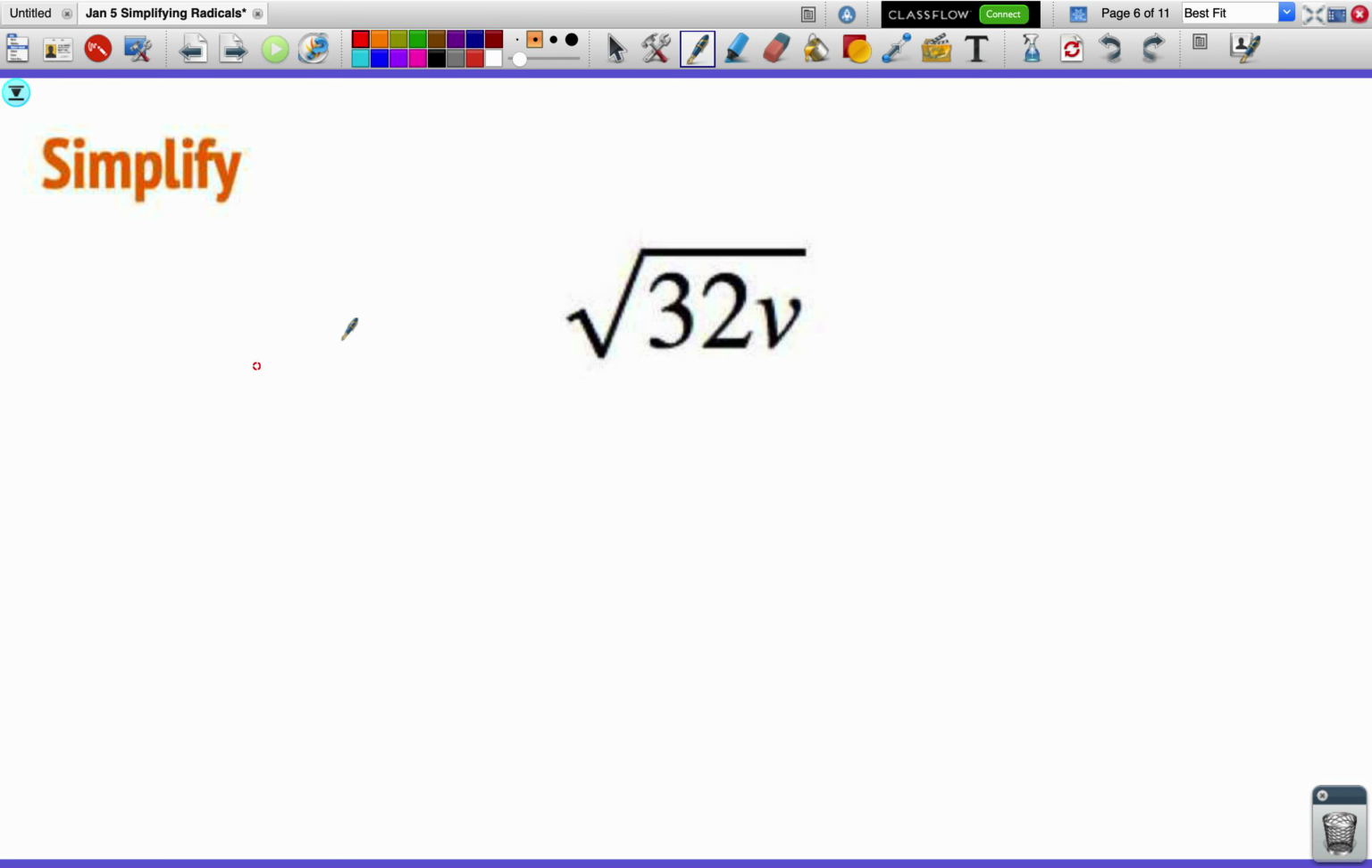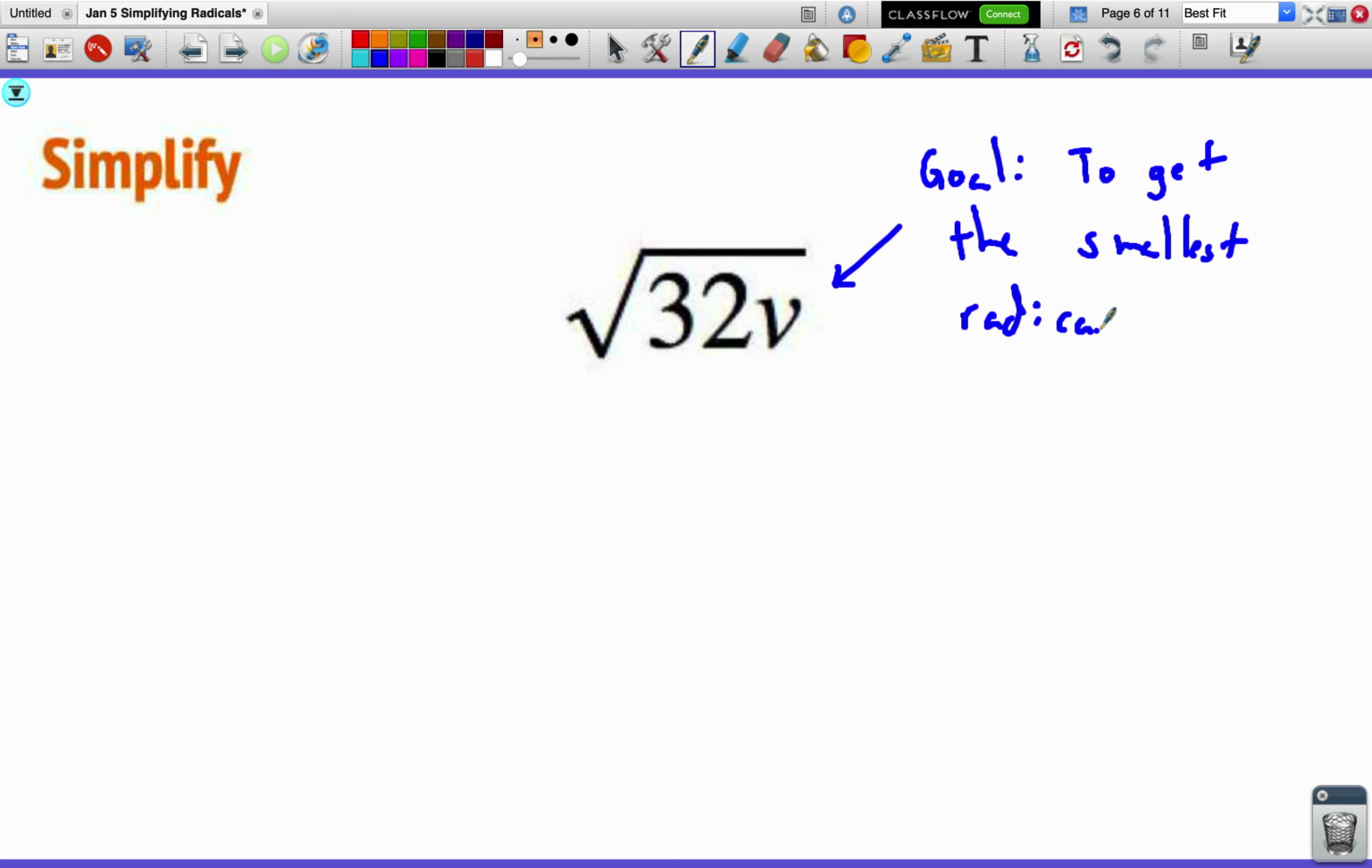We'll start with this. I want to simplify the square root of 32v. Now you might look at this and say, well, that looks already pretty simplified. How can we go any further? Well, we'll write this as our goal: to get the smallest radicand possible.